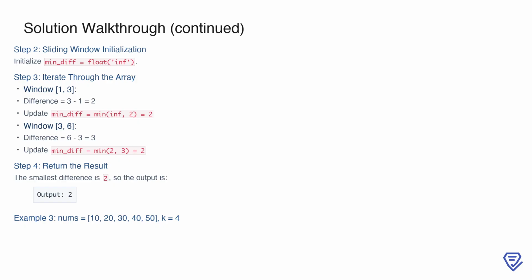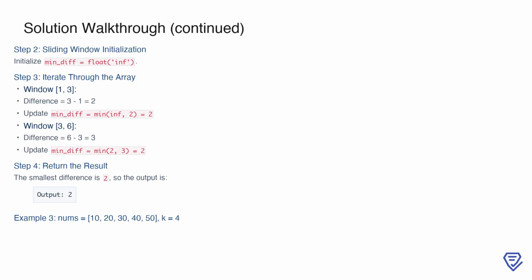The next window is 3, 6, where the difference is 6 - 3 = 3. This time, 3 is larger than the current min_diff, so min_diff remains 2. After examining all possible subsets of size k equals 2, the smallest difference is 2, and the output is 2.